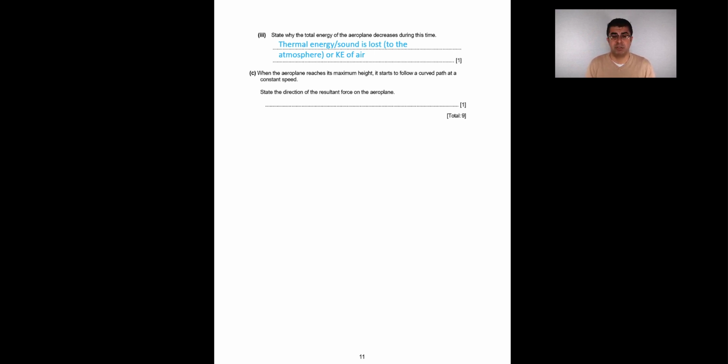Part C, back to forces again. When the aeroplane reaches its maximum height, it starts to follow a curved path at a constant speed. State the direction of the resultant force on the aeroplane. Guys, with circular motion, the direction of the centripetal force is always towards the center, or always towards the middle, or always at right angles to the direction of motion.